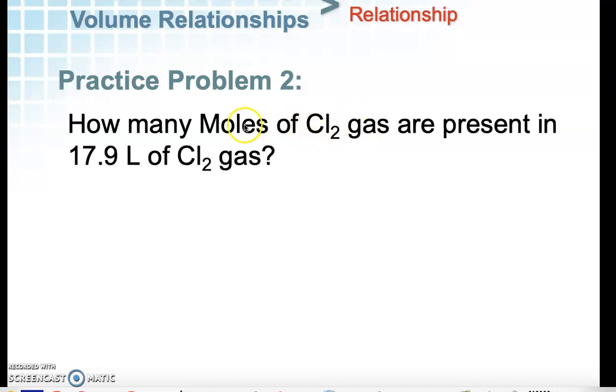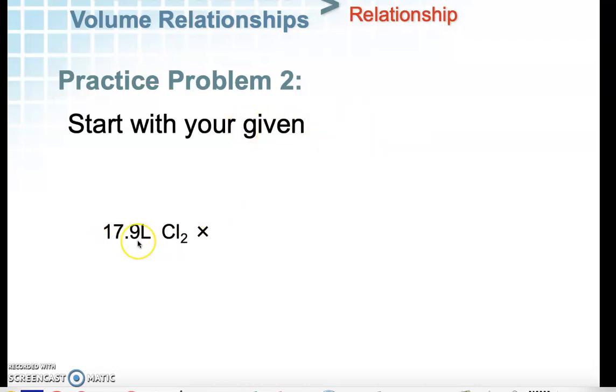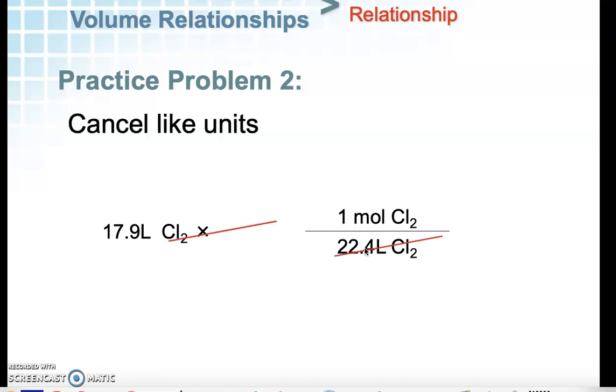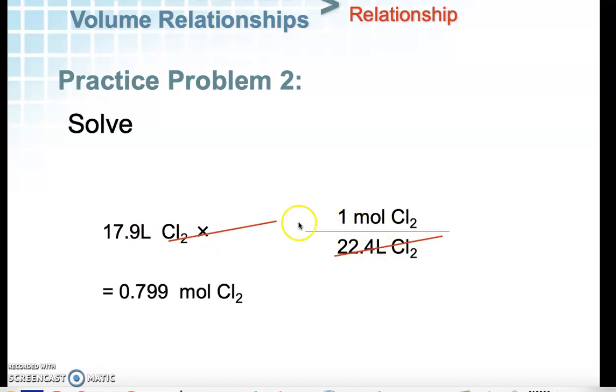Let's calculate the number of moles. Start where you're given, 17.9 liters, 3 sig figs, of chlorine gas. We're going to multiply it by our conversion factor, 1 mole Cl2 over 22.4 liters Cl2. Notice it's the reciprocal of the conversion factor we used in the last problem. Now cancel out like units: the liters Cl2 cancel out. Then we solve: 17.9 times 1, divided by 22.4, is 0.799 mole, 3 sig figs.